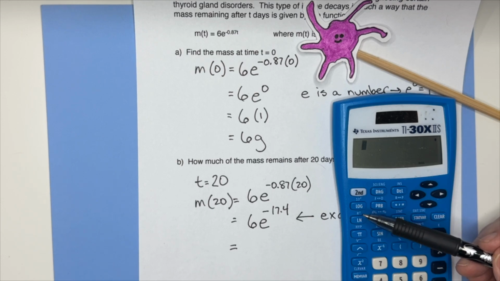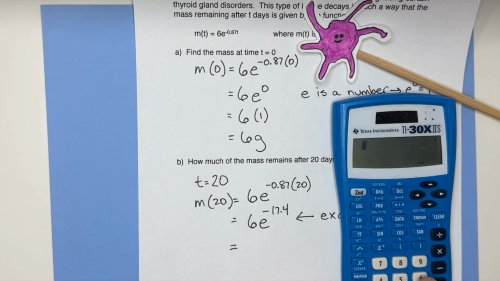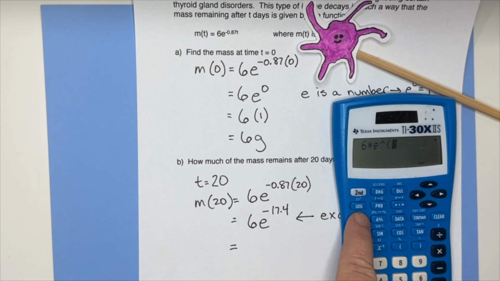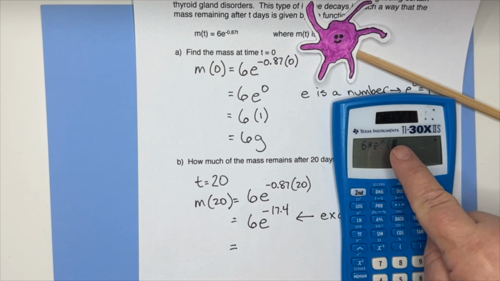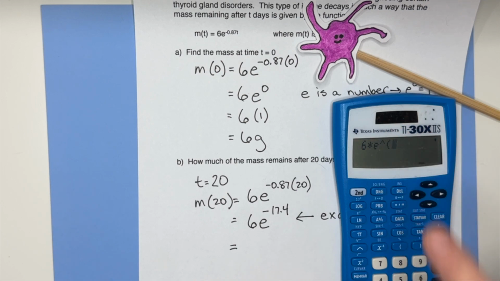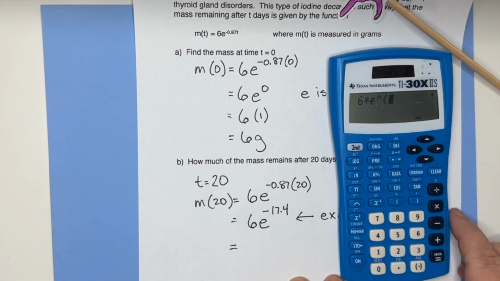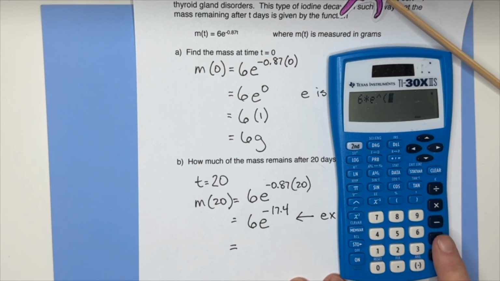So I've got the e to the x function right here, but because it's written above the key, I'm going to have to use my second. So this is how I'm going to enter it. I'm going to enter it as 6 times, and then I do second natural log, and that gives me my e raised to the power. Notice that it's going to give me a parentheses there. If it doesn't give you a parentheses, you can always type one in. And then I'm going to go ahead and do the opposite. And remember that for the opposite, you want to use this key, not the minus key.